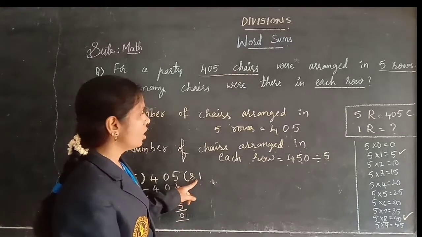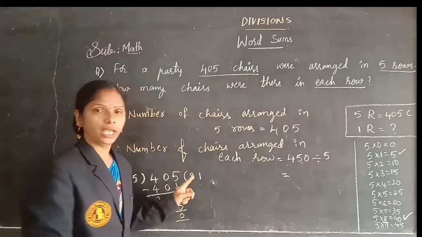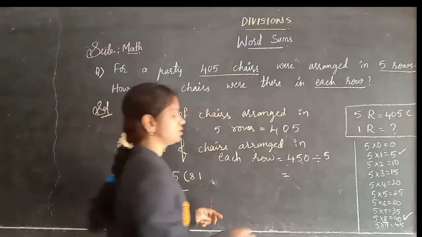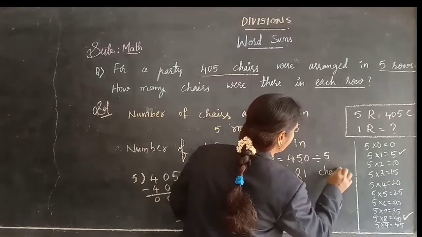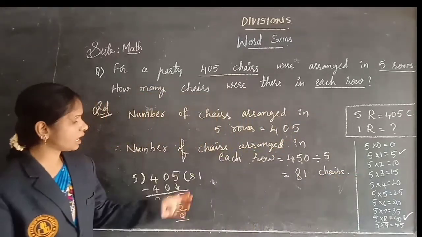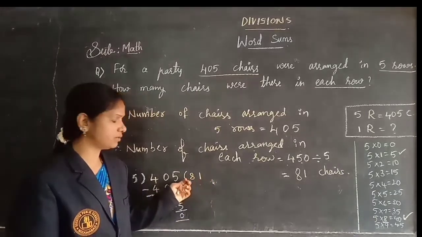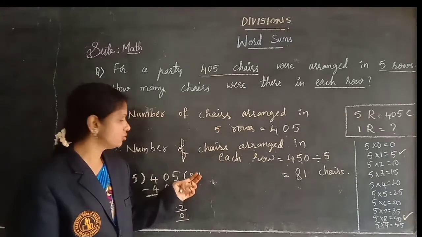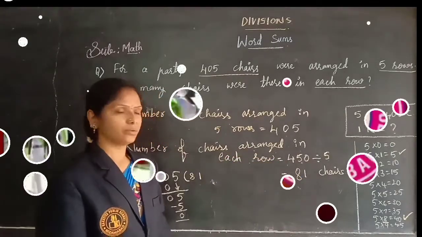So how many chairs can be arranged in each row? 81 chairs can be arranged in each row. Okay, is it clear, children? The answer of the division will be the answer of the question. So this number we need to take as the answer.